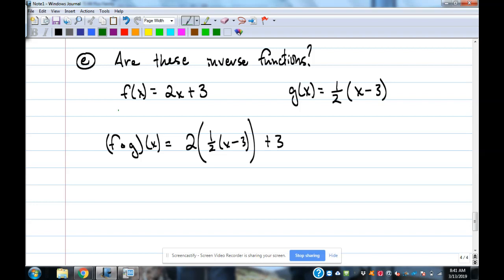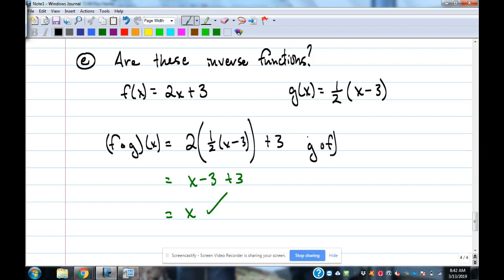I'm going to go ahead and multiply 2 times 1/2. Because what's that going to do? It's going to turn into 1, which is a lot easier to distribute than 1/2 is, right? So that's just going to be 1 times X minus 3, which is X minus 3. And then what does -3 and +3 do? Cancels and we get X. Works in that direction. Let's do the other direction.